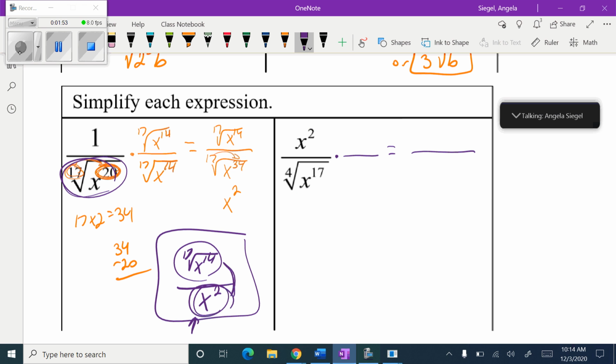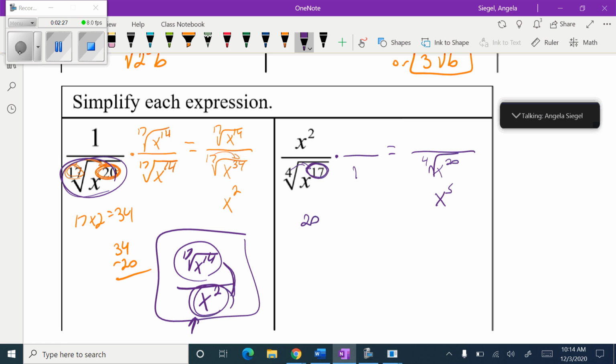Okay, so on both of these problems, you could simplify them, like 4 goes into 17 4 times with one left over. That's totally okay. You can do that. I don't like to do it that way. I just try to see, what is the nearest thing that 4 can go into evenly? And so that's going to be 20. So my goal is going to be the 4th root of x to the 20th, because that is going to give me x to the 5th, and then I can simplify it as we go along.